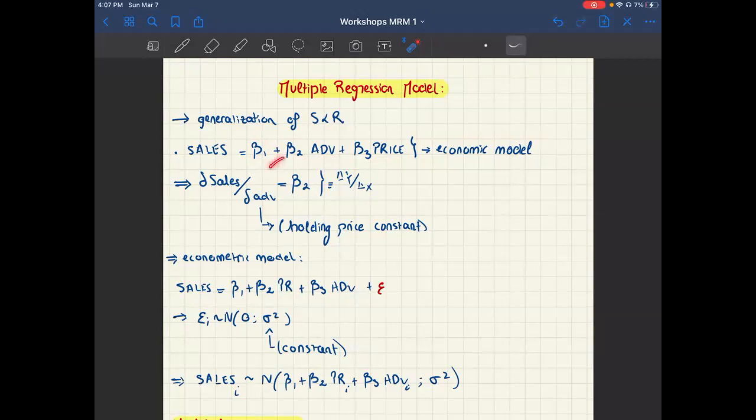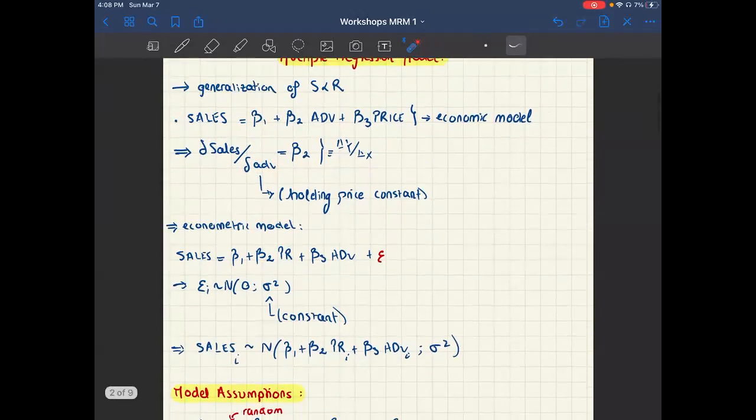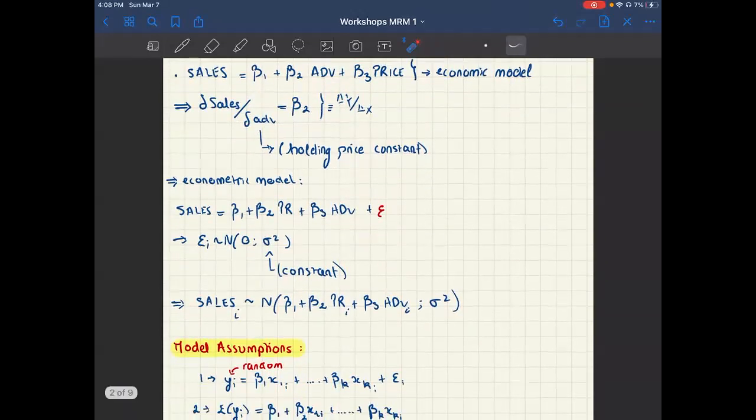On one hand, beta 2 measures the relationship between advertising and sales. As you've seen in the simple linear regression model, if you take the derivative of sales with respect to advertising, you get beta 2, which means that a unit increase in advertising leads to a beta 2 increase in sales. The same thing can be done for beta 3 with regard to price. So that was our economic model: we suppose that sales is a function of advertising and price. Now we want to see how we translate it in an econometric way.